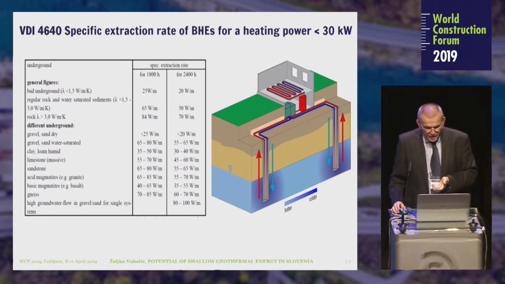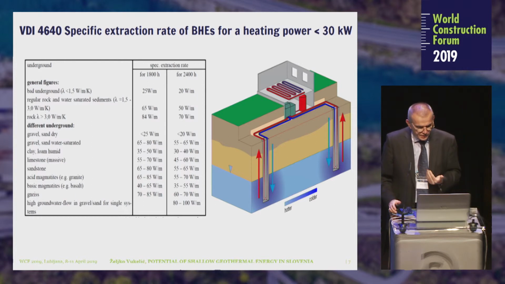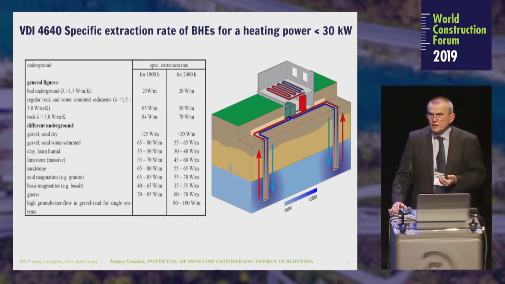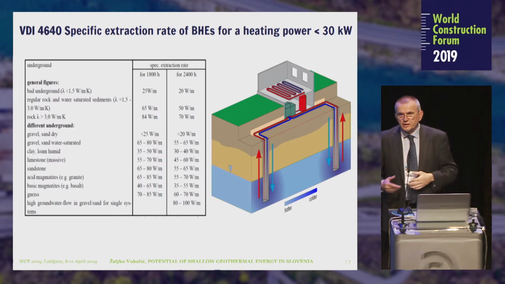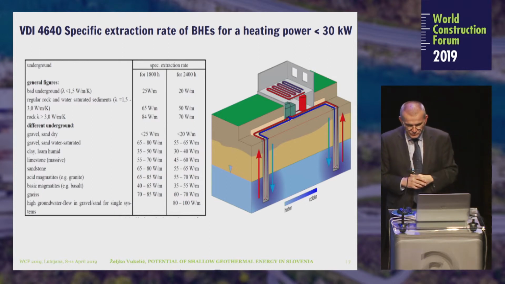It's very easy to calculate if you have a 100-meter deep well and you have maybe 50 watts per meter. So 100 meters will give you 5 kilowatts. You don't need any science for this. It's very simple to calculate.